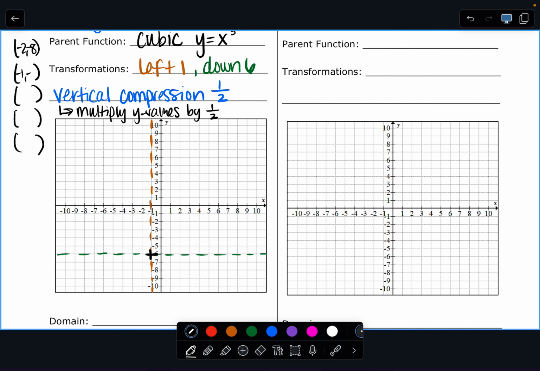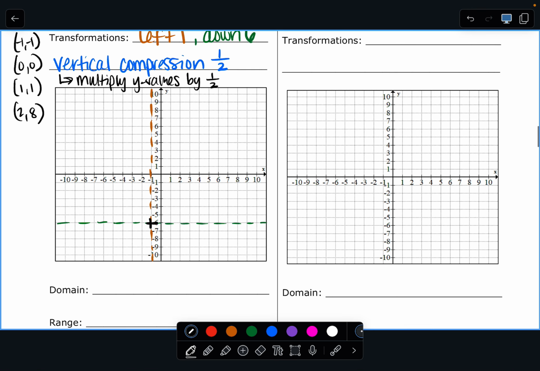-2, -8, -1, -1, 0, 0, 1, 1, 2, 8. So these are all of the key points that we say you are responsible for when it comes to the cubic function. Now, I'm not reflecting anything, so I don't have to worry about changing any signs, but I am going to go in and multiply all the y values by 1/2.